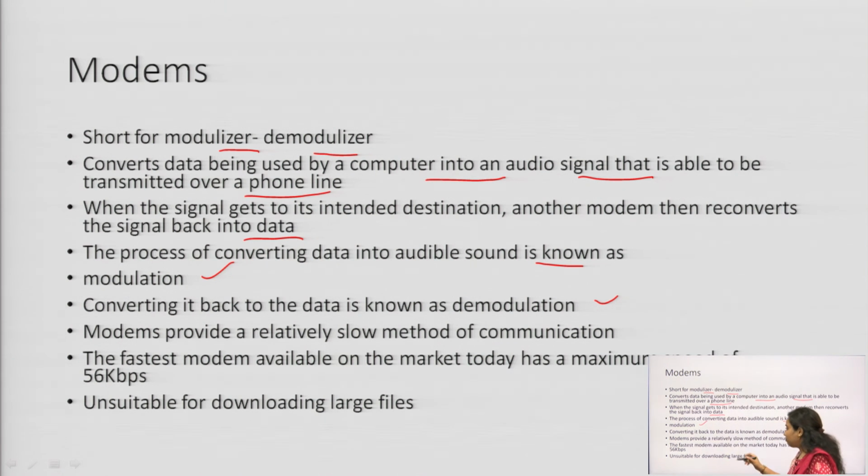Modem provides a relatively slow method of communication. The fastest modem available on the market today has a maximum speed of 56 kbps, which is unsuitable for downloading large files. So, this is all about modems.